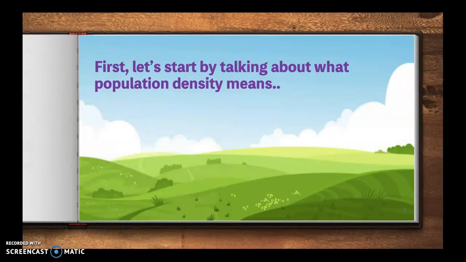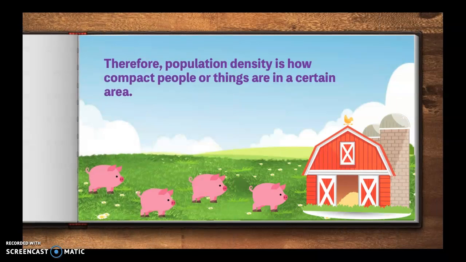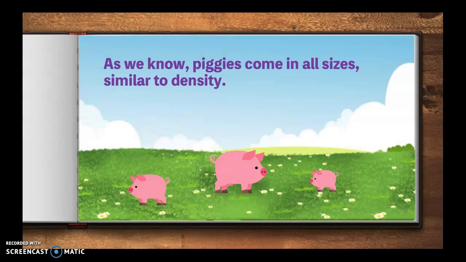First, let's start by talking about what population density means. Population is the number of things in an area, and density is how close together things are. Therefore, population density is how compact people or things are in a certain area. As we know, piggies come in all sizes, similar to density.